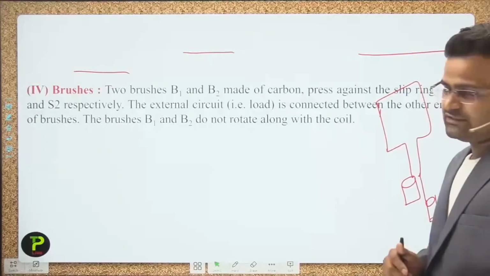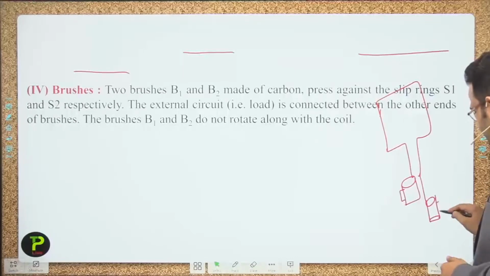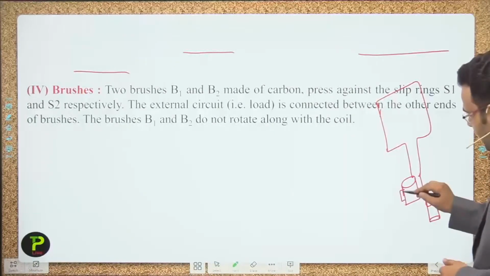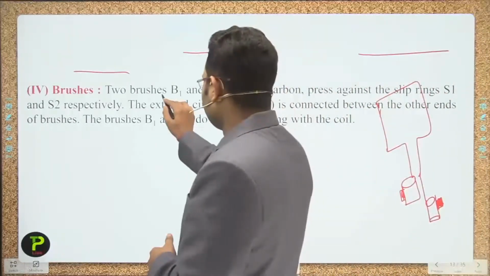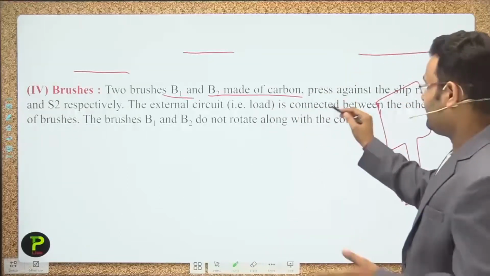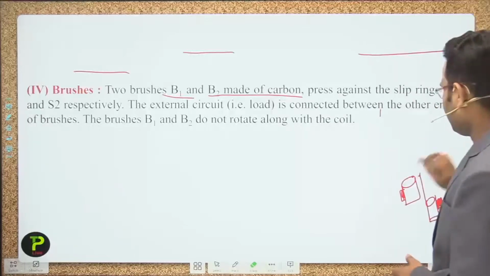Next one is the brushes. When the current is produced by the magnetic coils, carbon brushes are used to guide the current continuously. Two brushes, B1 and B2, made of carbon, press against the slip rings. Okay guys.